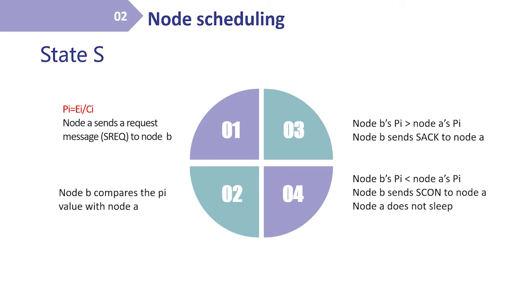The neighbor node of node A determines its status after receiving the request message sent by node A. If the neighbor node of node A also reaches the sleep condition, node B compares the PI value of node A with its own PI value. If the PI value of node B is greater than node A's, node B sends a confirmation message to node A, and node A sleeps. Otherwise, node B sends a reject message to node A, and node A doesn't sleep. If the neighbor node of node A doesn't reach the sleep condition, it directly sends a confirmation message to node A and enters the sleep state.